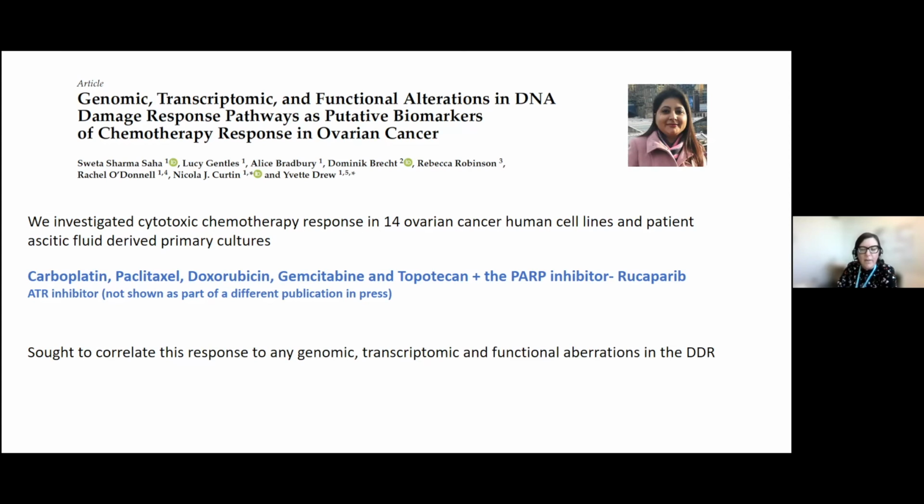And we also compared the chemotherapy response to a PARP inhibitor. In this case, we used rucaparib, and we also looked at an ATR inhibitor, and this is not shown as part of this publication. So we wanted to correlate any genomic or transcriptomic functional aberrations seen in the DDR with chemotherapy response to see whether or not we could actually target our patients better by selecting different chemotherapies.